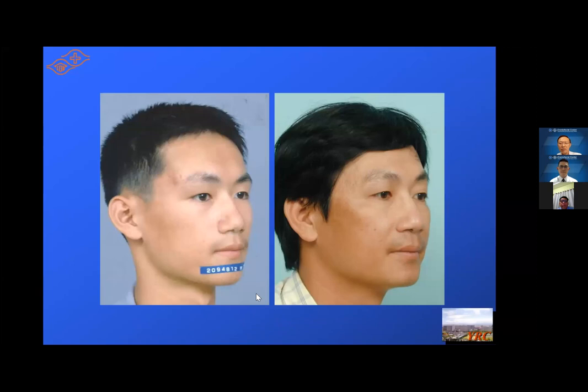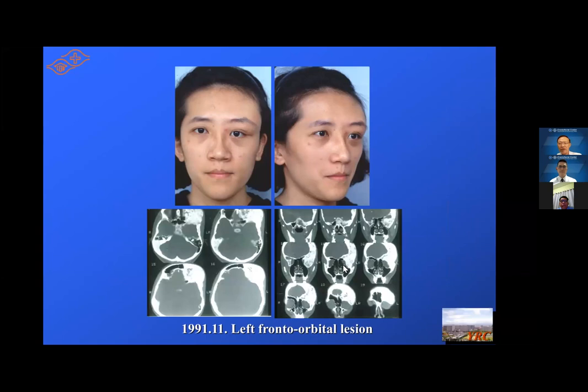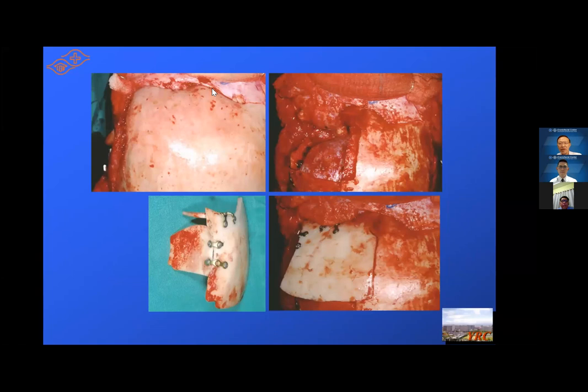Another one is a female. You can see the left side frontal orbital area involvement from the CTs. On the left side here, we almost totally excised all this diseased bone. And at that time we used the parietal split calvarial bone to reconstruct it. We used the miniplate already and then reconstructed the defect. As you see in this case, it's almost total excision and then reconstruction with autogenous calvarial bone.